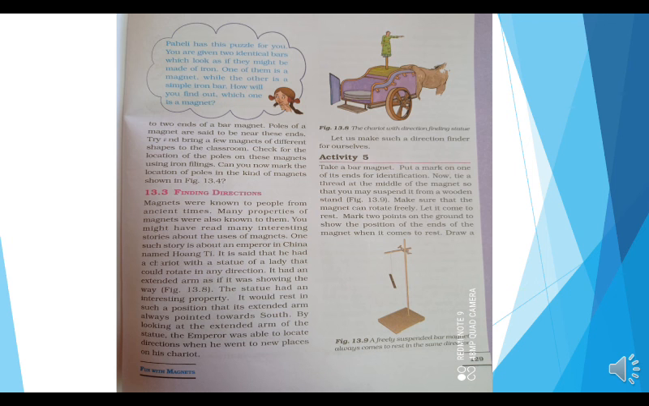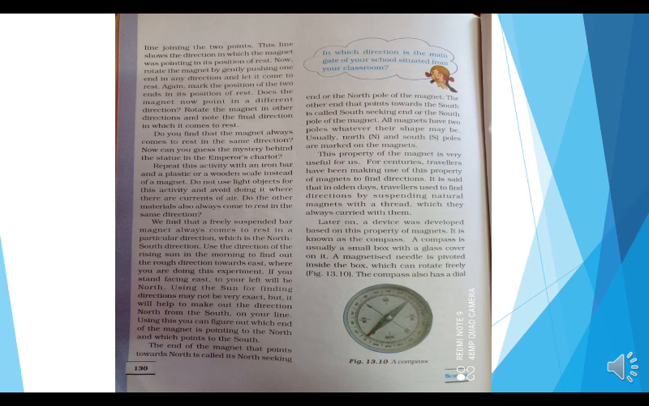You have to mark two points on the ground just to show the position of the ends of the magnet when it comes to rest. Okay, now see page number 130. Now draw a line joining the two points. This line shows the direction in which the magnet was pointing in its position of rest.